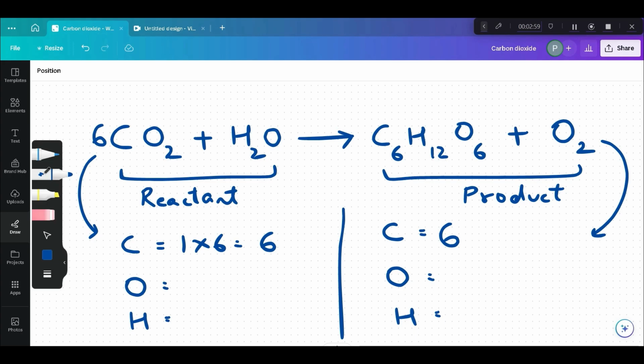Okay, which means basically the same thing. 6 times 1 is just 6. So we got that balanced. Now let's do hydrogen.